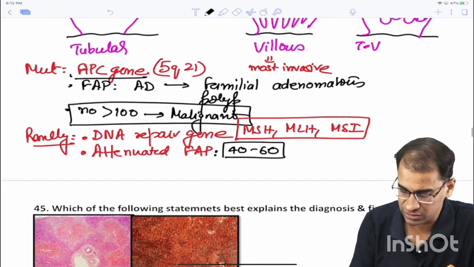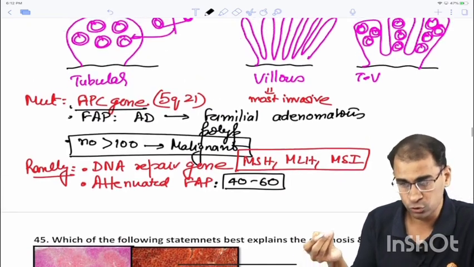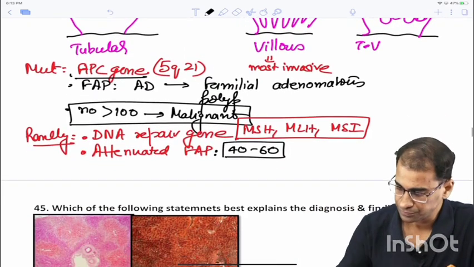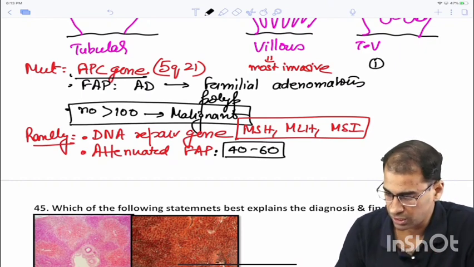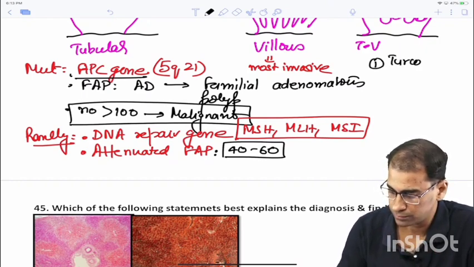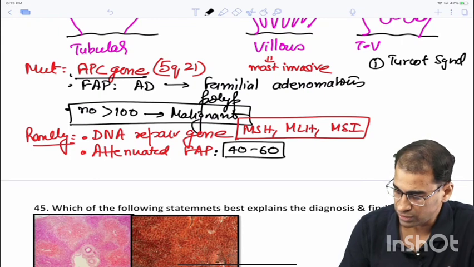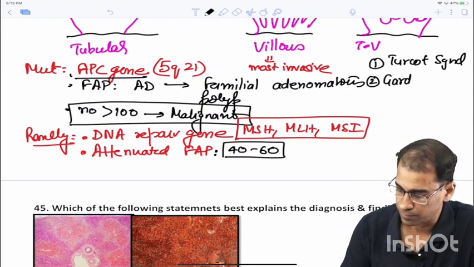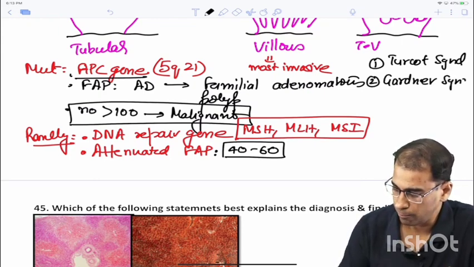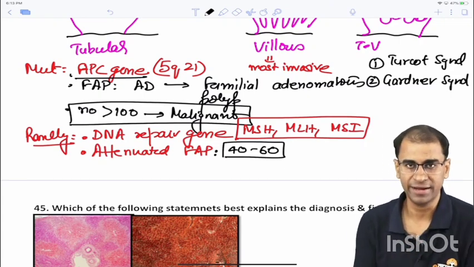If you come back to the normal, usual FAP, it has two types of syndromes. One is called Turcot syndrome, and one is called Gardner syndrome. I'll come back to these two syndromes again.